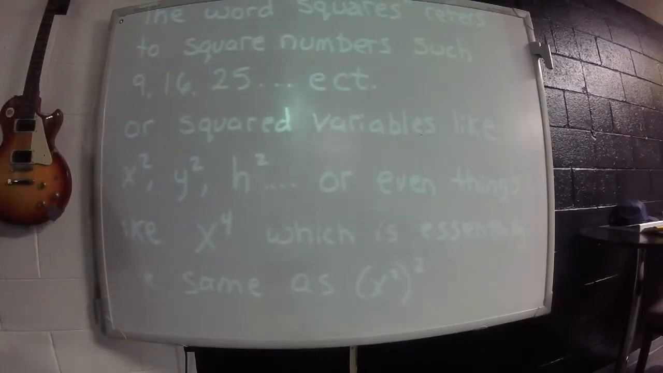What else would be squares? 36, 4, 144. Isn't it 81? 49, yeah. I think 81 is. 81. These are squares.